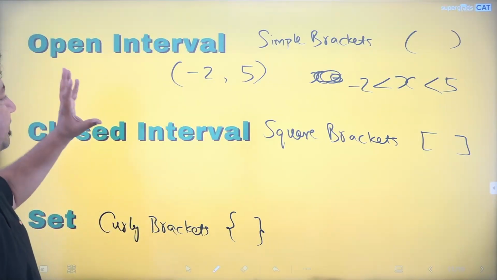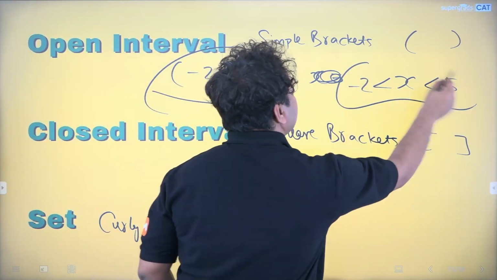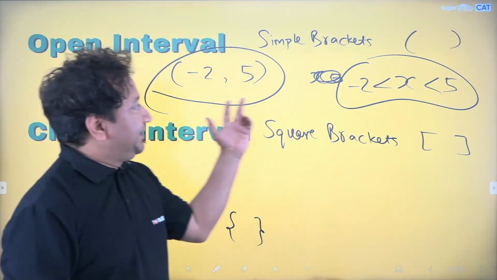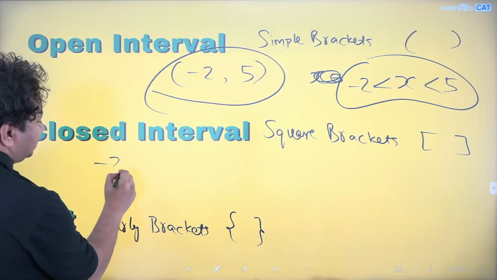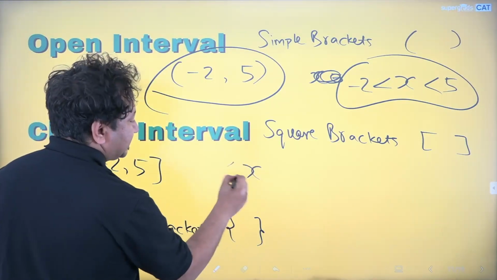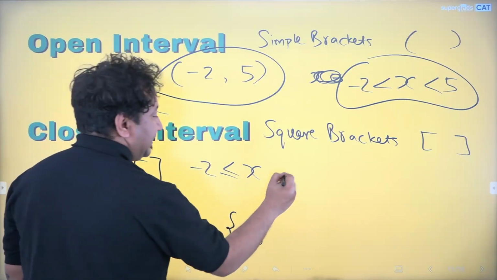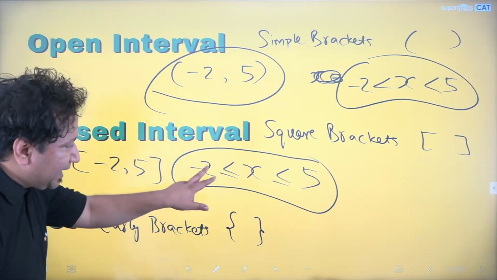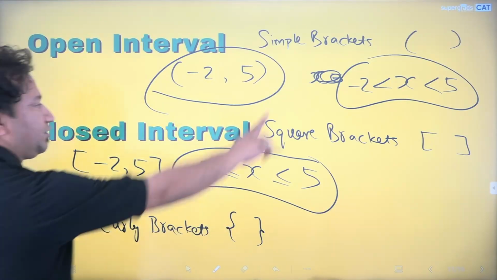So in terms of interval, this is what we use. In terms of inequalities, this is what we use. Now we have combined both the concepts, and there are two ways of representing the same thing. Square bracket: if someone says [-2, 5] in square brackets, that means x is greater than or equal to -2 and less than or equal to 5. So you can see I have used the less than or equal to sign. That means x can be -2 and 5 as well, but not in this case.